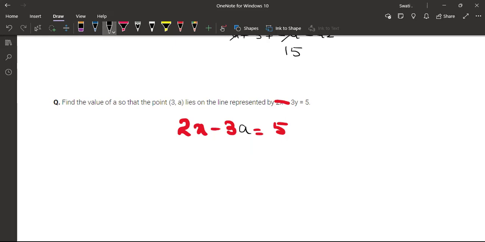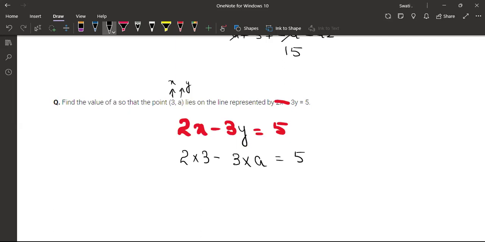We have to find the value of a, where it says that the point (3, a) lies on the line represented by 2x minus 3y. Actually, it will be y only. I'll just tell you that we will put y at the place of a. So it's 2x minus 3y is equal to 5. Now, what is the meaning of (3, a)? Remember, Manya, the first value is the value of x and the second value is the value of y. So if you put this in this equation, it will become 2 times 3 minus 3 times a is equal to 5, putting a at the place of y. Do you understand this? Yeah.